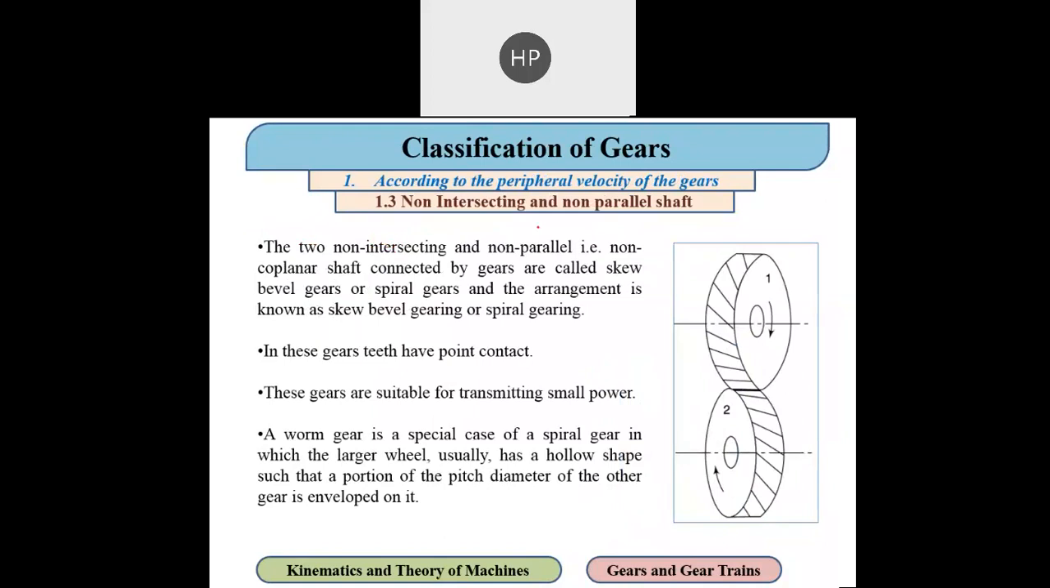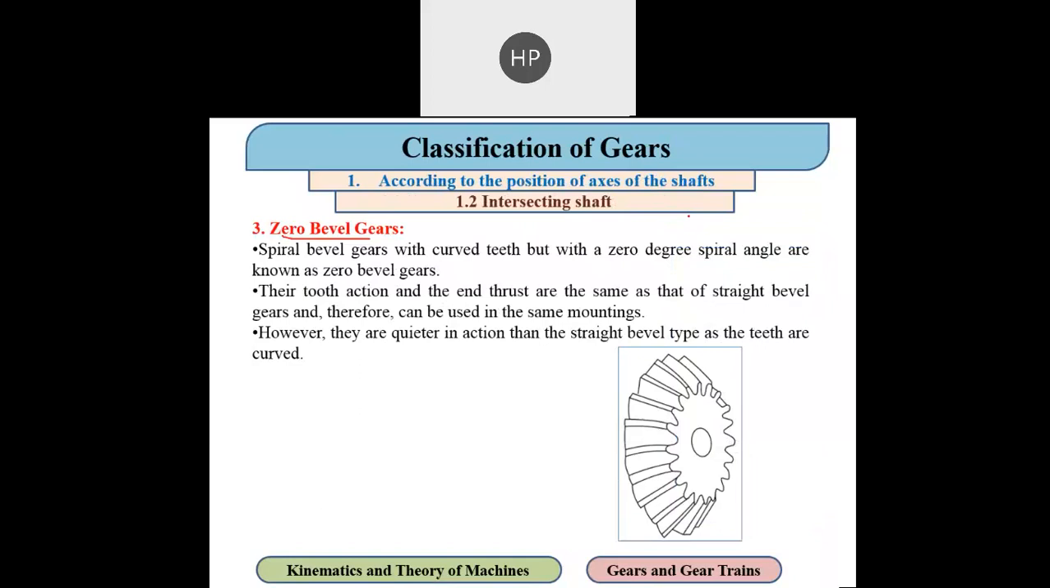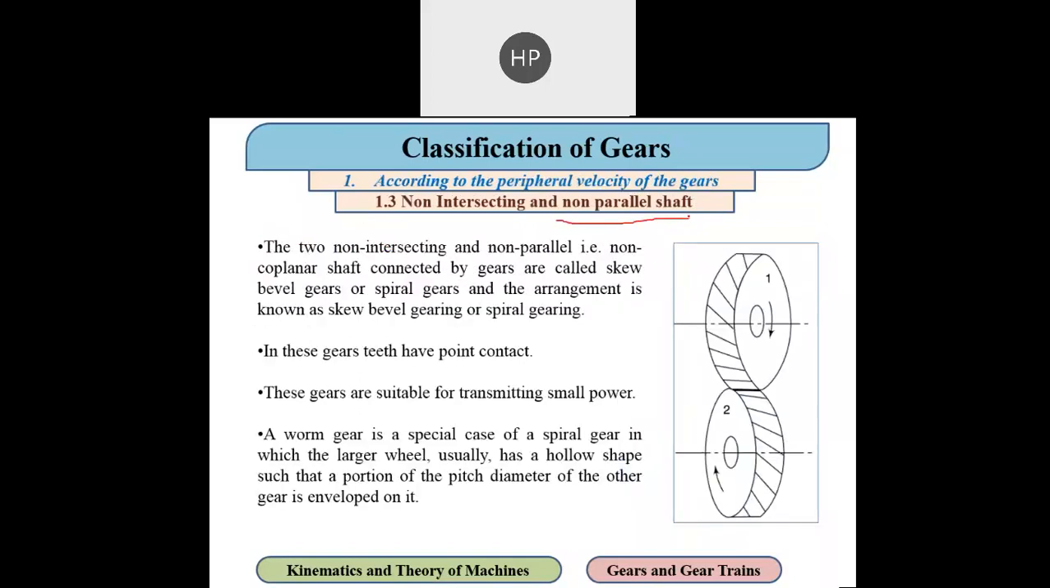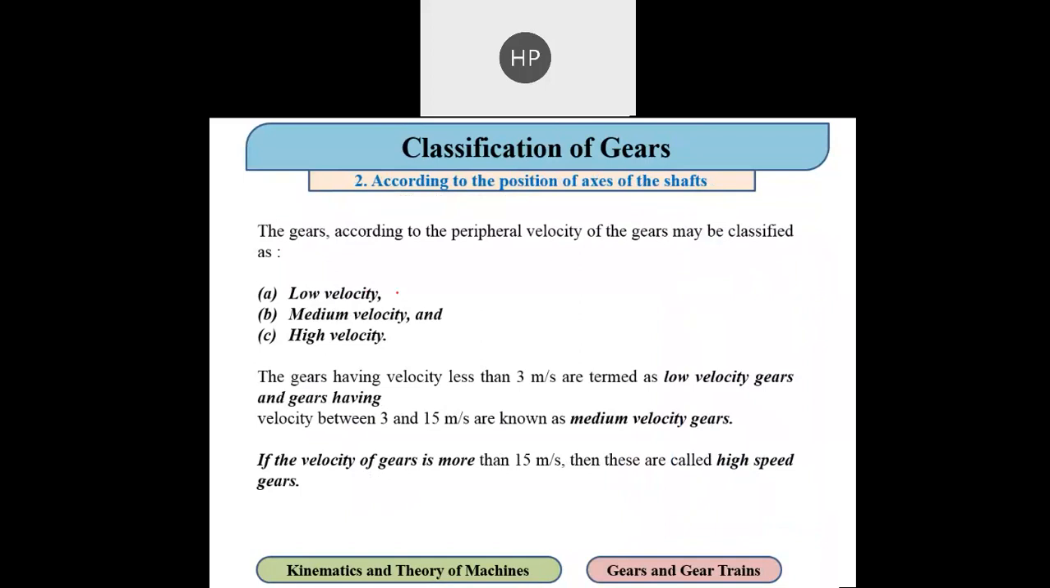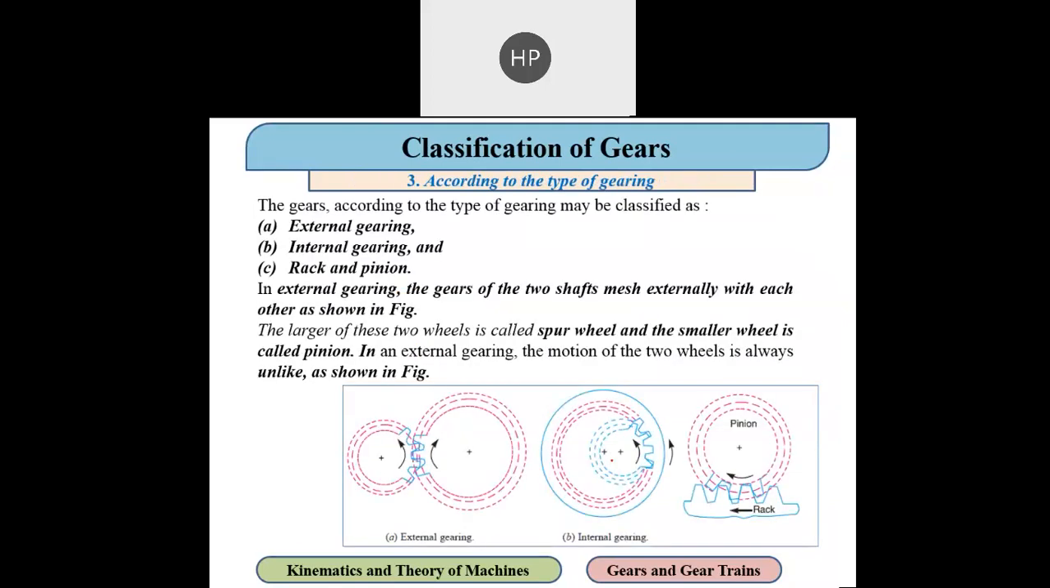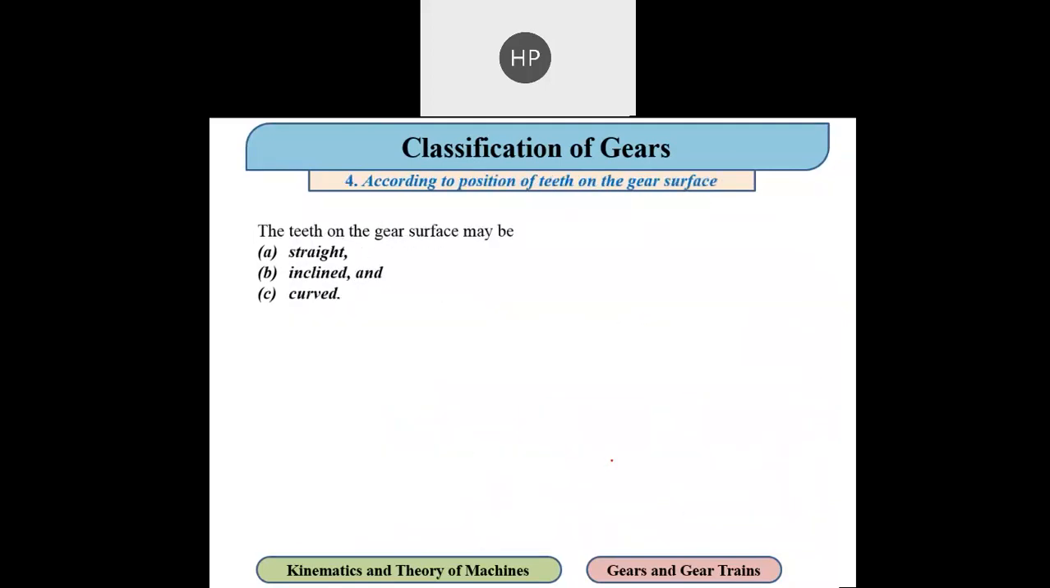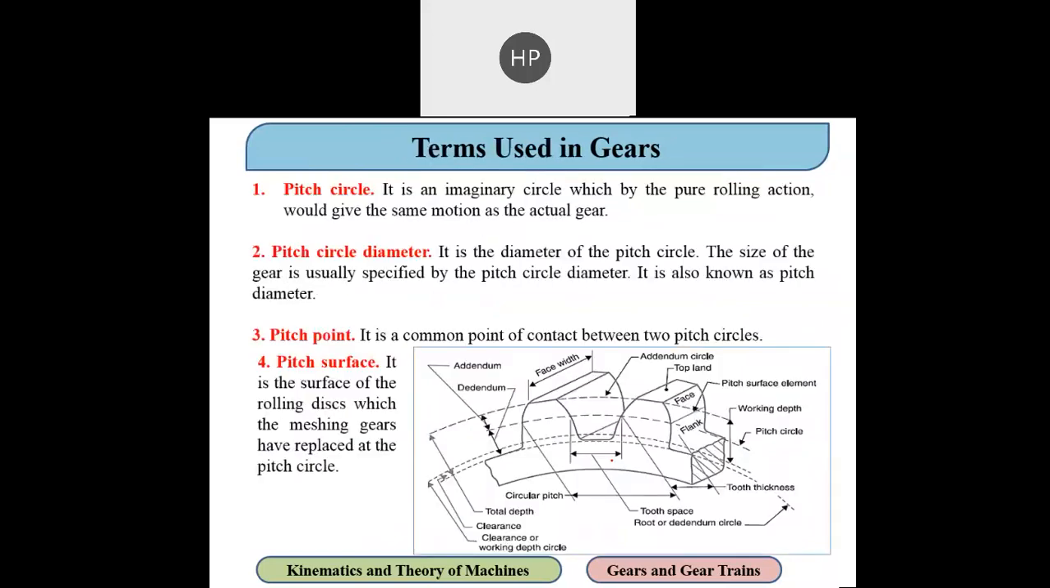Then non-intersecting and non-parallel shafts. The example we have discussed is the worm and worm gear. So these are the classifications according to the position of the axis of the shaft. Then according to the peripheral velocity, it may be low velocity, medium velocity and high velocity. If the speed is up to 3 meters per second, it is low. 3 to 15 meters per second is known as medium, and if it is more than 15, it is known as a high speed gear. Then internal and external gears, and then straight, inclined and curved gears.